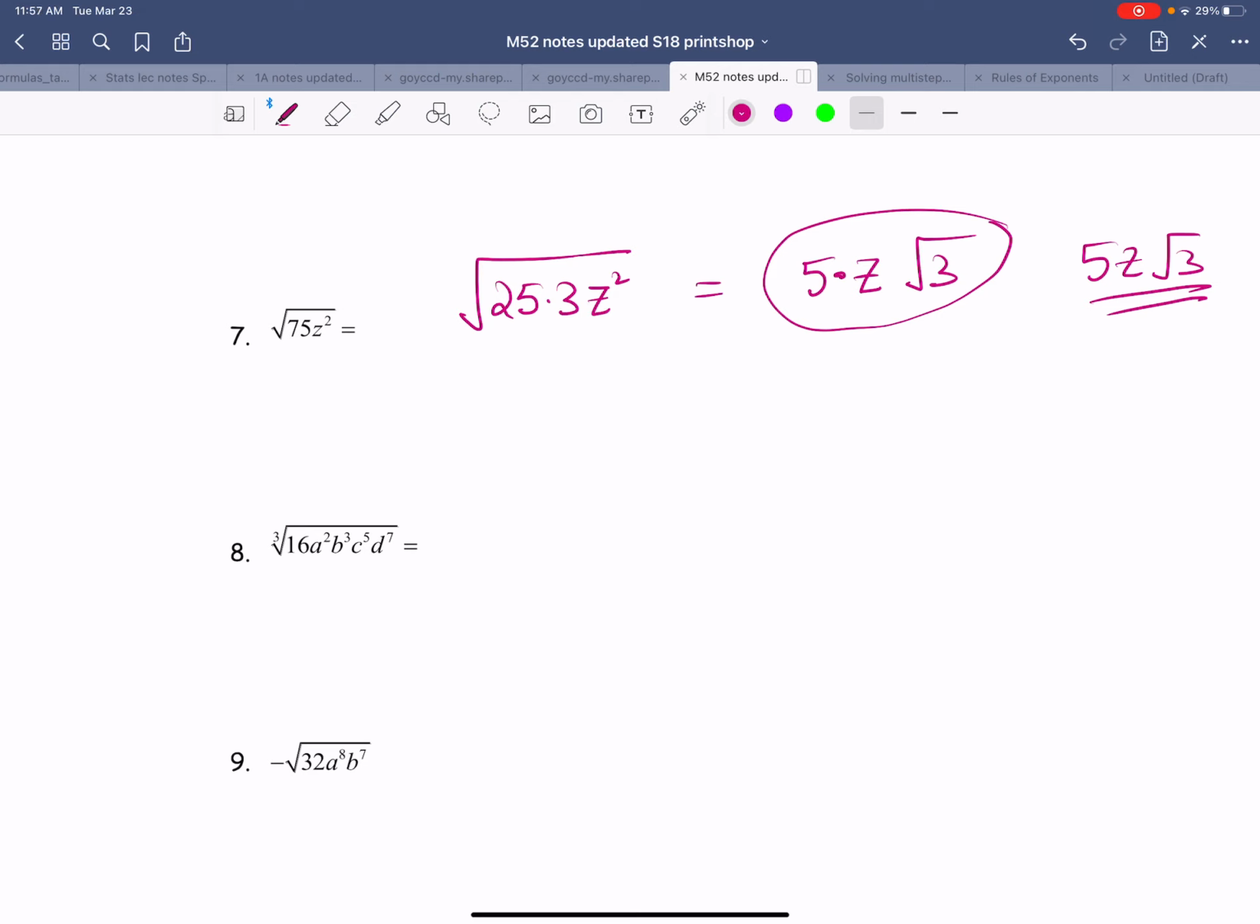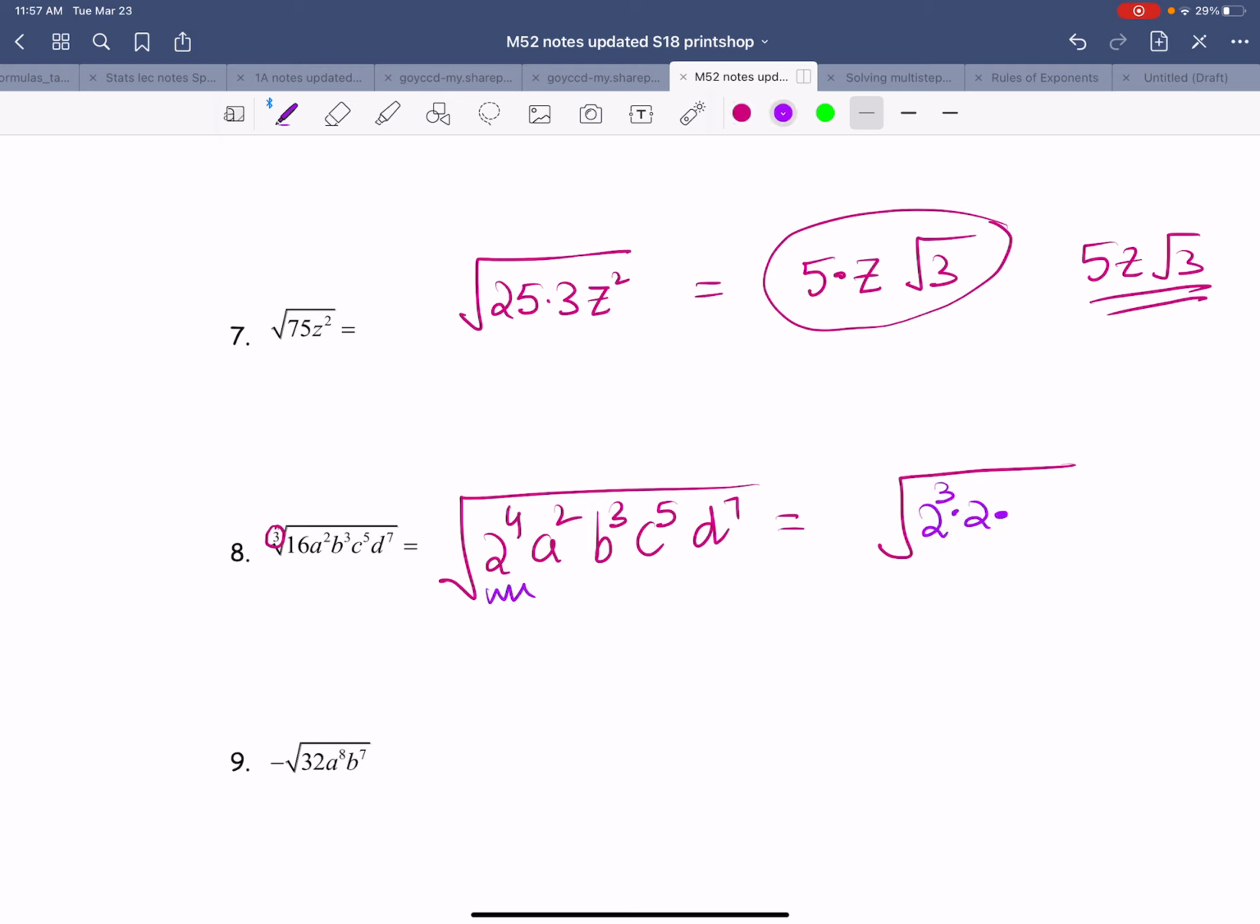Next, we have cube root of 16a squared, b to the 3rd, c to the 5, d to the 7. The reason why I break the exponents is because, let's just go ahead and write 16 is 2 to the 4th power. We have a squared, b to the 3rd power, c to the 5th, d to the 7th. Now my index is 3. I want to have the exponents inside that are multiples of 3. Well, instead of writing 2 to the 4th, I'm going to write it as 2 to the 3rd times 2. Because exponents get added, and it would be the same thing as 2 to the 4th power. A squared, I really cannot write 2 as a multiple of 3, so leave it alone. B to the 3rd power, the exponent is already a multiple of 3, so that's good.